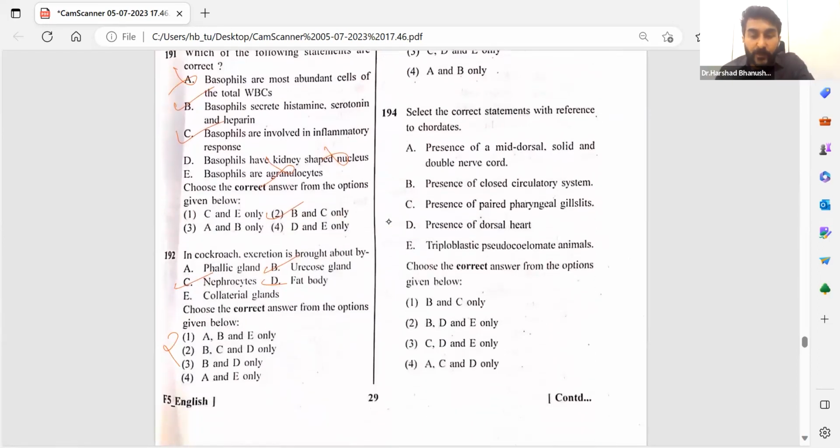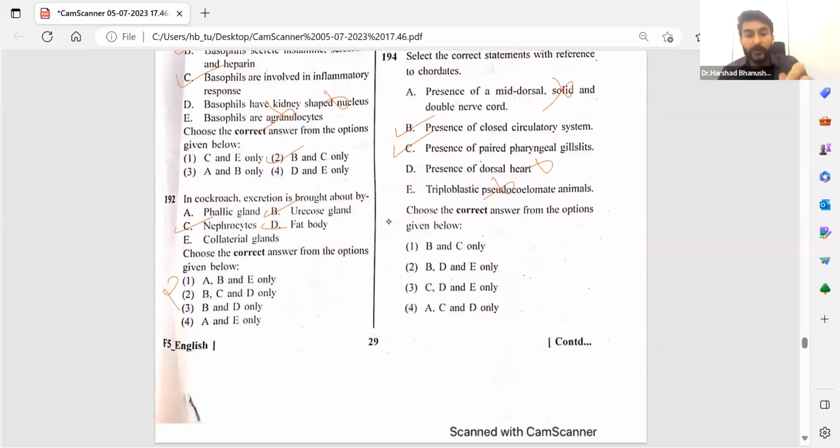Chordates, they have asked you the correct statement. Mid dorsal solid nerve cord? No, the nerve cord is hollow. Presence of closed circulatory system, correct. Presence of paired pharyngeal gills is correct. Dorsal heart, incorrect. It's a ventral heart. Pseudocoelomate is incorrect. They are coelomate. B and C are correct. Option number 1.